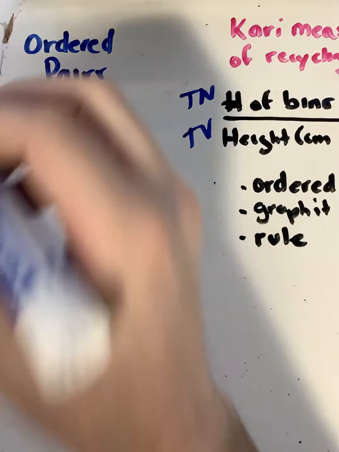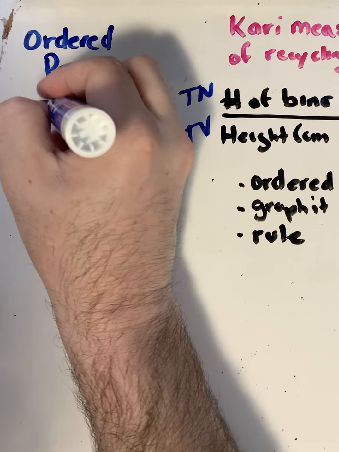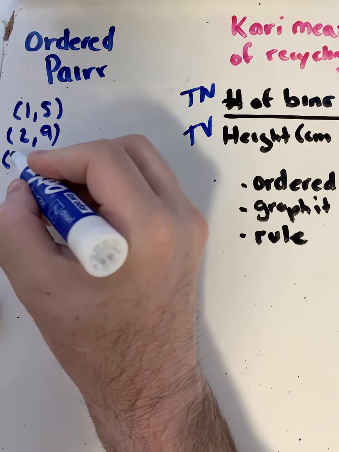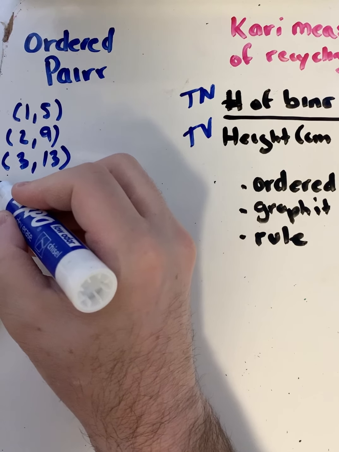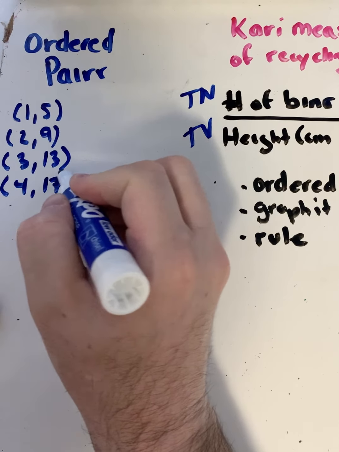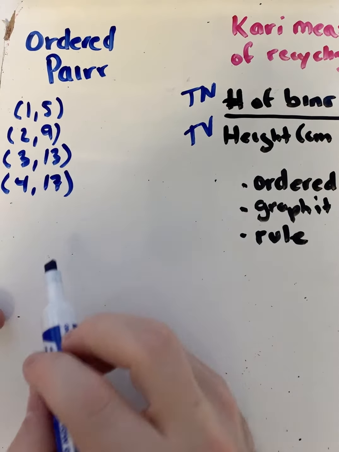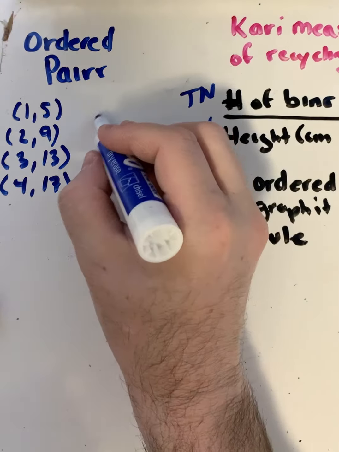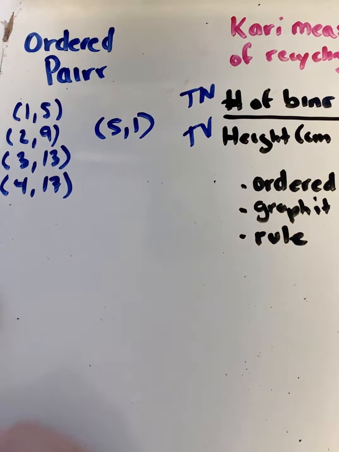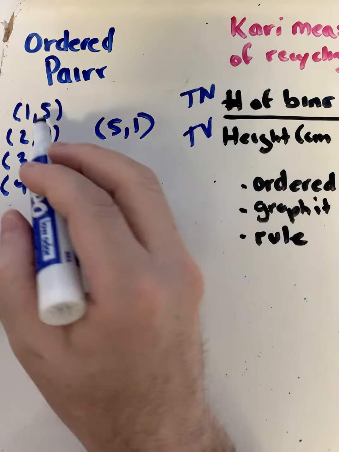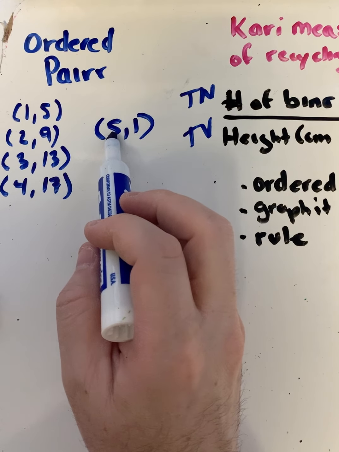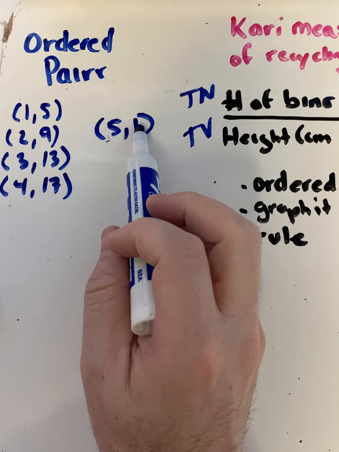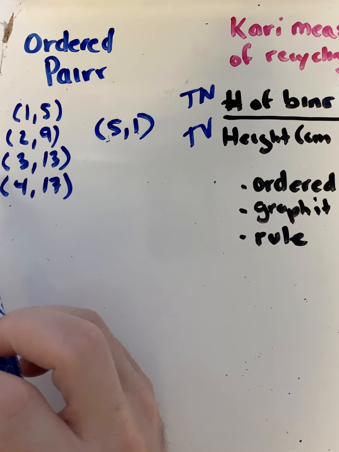So our ordered pairs would then be 1, 5; 2, 9; 3, 13; and 4, 17. So if you got those ordered pairs looking like that, you're perfect. Some people often make the mistake in writing like this, 5, 1 instead of 1, 5. This would mean that on your x-axis it's going to be 5, and on your y-axis it's going to be 1, which would not show the right pattern.